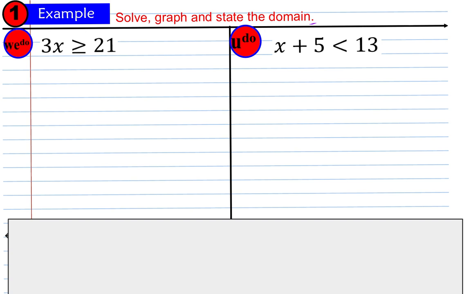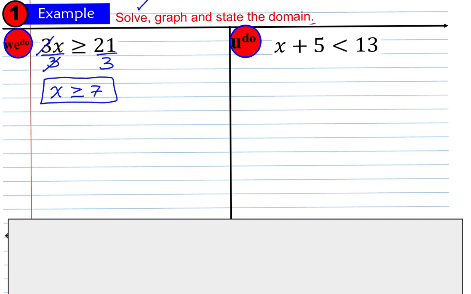Okay, so as you see right here, this is 3 times x. So we're going to have to solve for this inequality. The opposite of multiplication is division, so we will be dividing 3 to both sides. These 3's will reduce, and you're going to get x is greater than or equal to 7. So now we've solved the inequality.